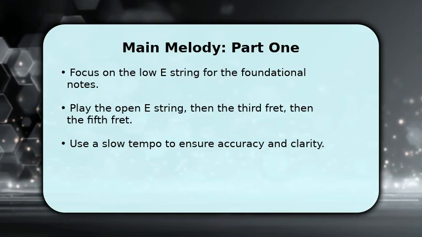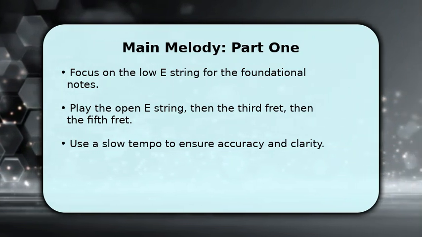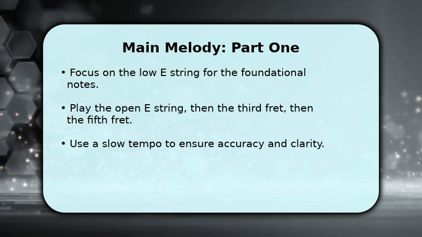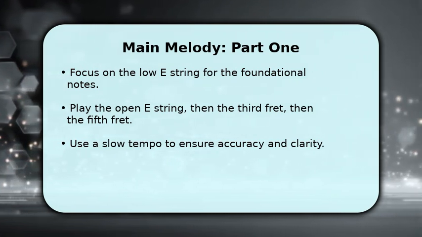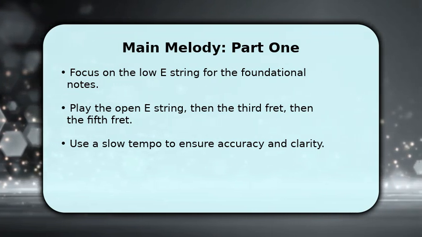Let's begin with the first part of the main melody. Start by focusing on your low E string. You will play the open E string, followed by the note at the 3rd fret, and then the note at the 5th fret. Repeat this sequence. Concentrate on clear articulation for each note.